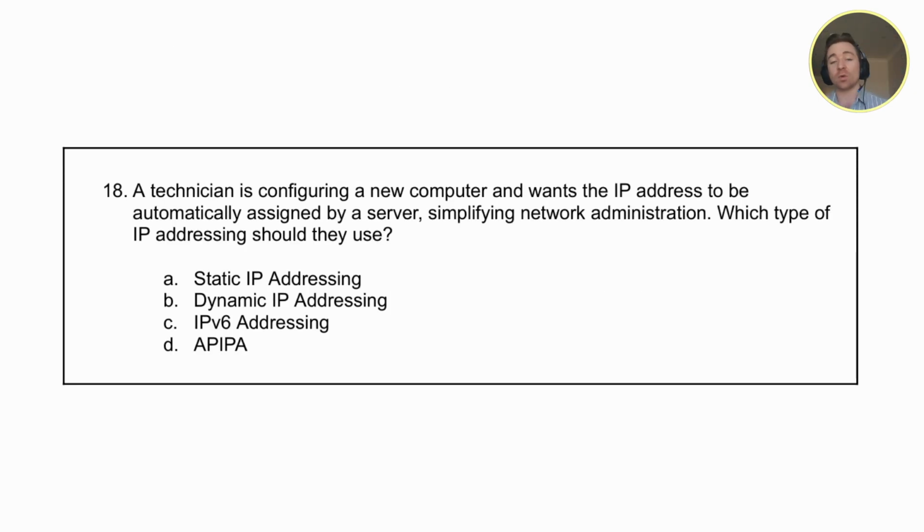Wow, I'm giving you a lot of questions in this one, and I'm starting to regret it, guys, because I'm losing my voice. Then this question reads, a technician is configuring a new computer and wants the IP address to be automatically assigned by a server, simplifying network administration. Which type of IP addressing should they use? Is it A, static IP addressing, B, dynamic IP addressing, C, IPv6 addressing, or D, up HIPAA? Pause the video if you need more time. Your answer is coming in 3, 2, 1.